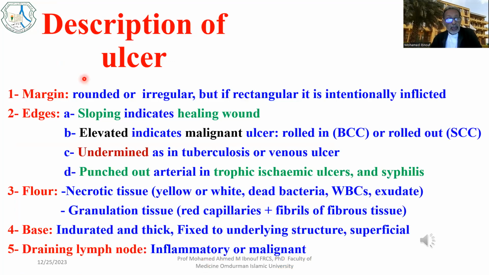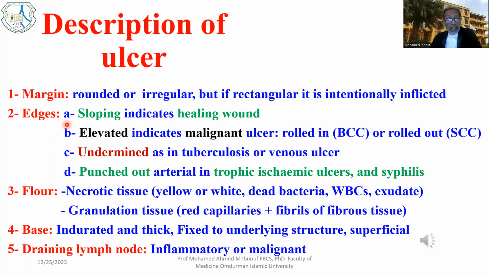Now, to properly describe the ulcer, we have to speak about the margin, edge, floor, base, and draining lymph nodes. By the margin, we mean the circumference contour of the ulcer, whether it is rounded or irregular. However, if it is rectangular, then it is intentionally inflicted.